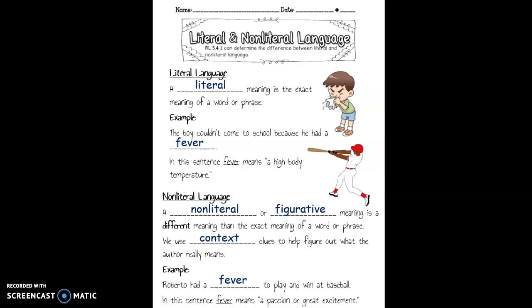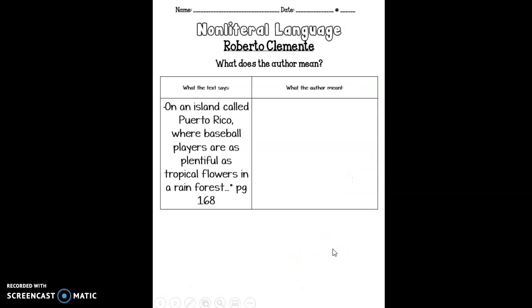Let's look at some other examples from Roberto Clemente, the Pride of the Pittsburgh Pirates. We're going to look at some sentences from the text, and then we're going to try to figure out what it is the author means. Here's our first example from the very beginning of the text. It says, on an island called Puerto Rico, where baseball players are as plentiful as tropical flowers in a rainforest.